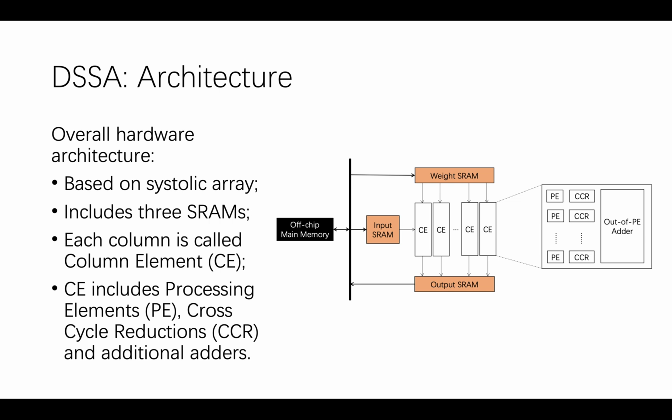Besides, the architecture also includes several cross-cycle reductions, that is CCR, which accumulate partial sums that belong to the same column but are processed in different cycles, and some additional adders which are used to add up the results from different PEs.